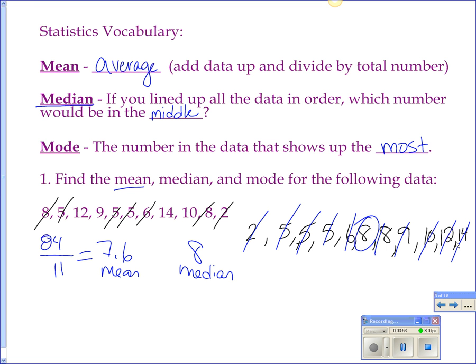Okay? And Jeremy, what does it say the mode is? All right, Jeremy, which number occurs the most in that list? 5. Very good. 5 is the mode. Okay? Any questions on that one?